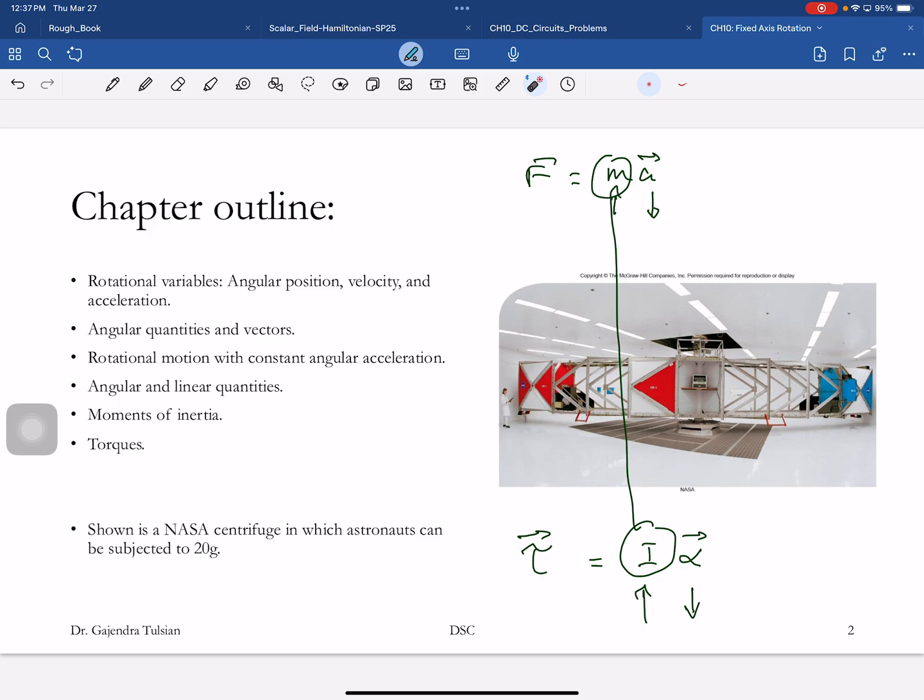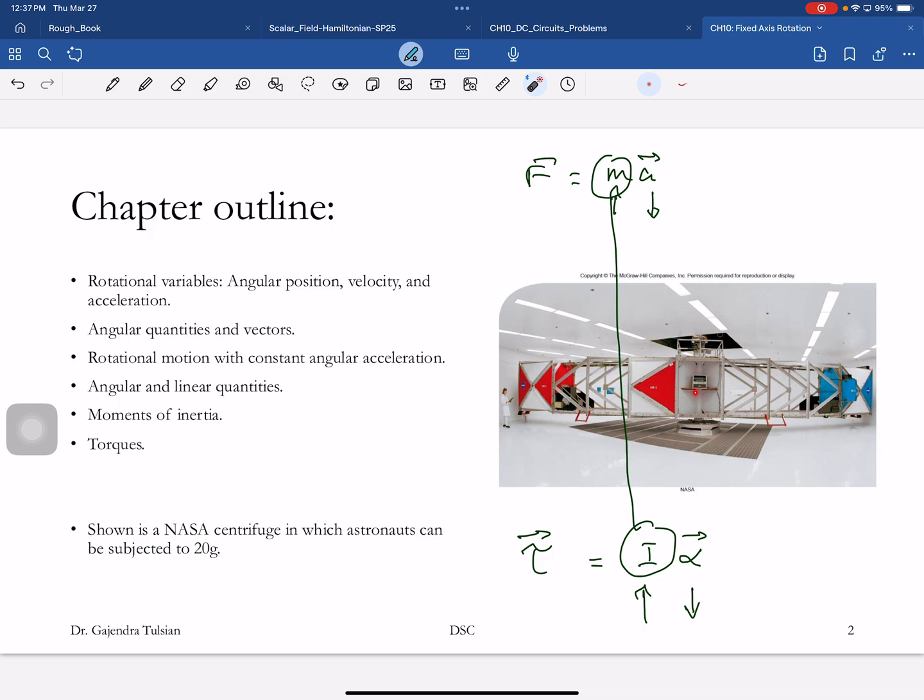For a given object, the mass is fixed. You'll see that moment of inertia for a given object can have infinitely different values, depending on what axis you calculate the moment of inertia. So the moment of inertia for an object is not unique. It depends on the axis about which you're calculating. But anyway, moment of inertia takes the place of mass. So torques cause angular acceleration.